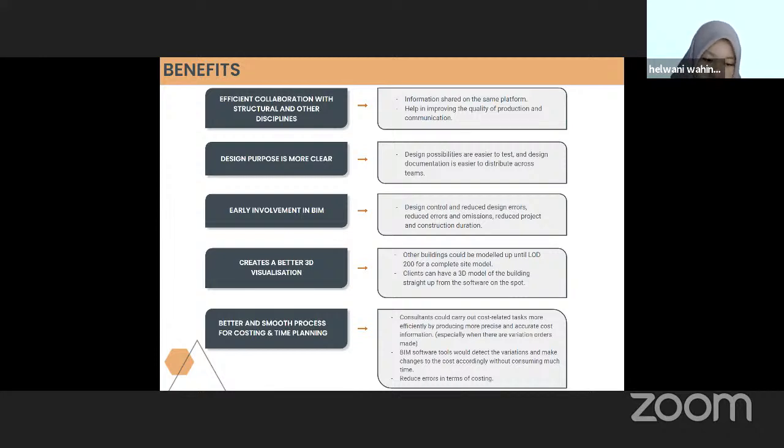And the last one is that it produces a better and smoother process for costing and time planning, where the consultants could carry out cost-related tasks more efficiently. The BIM software tools would detect variations and make changes accordingly without consuming much time. And lastly, it can reduce errors in terms of costing and time.